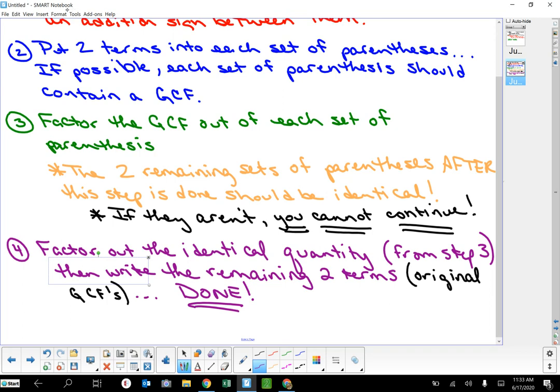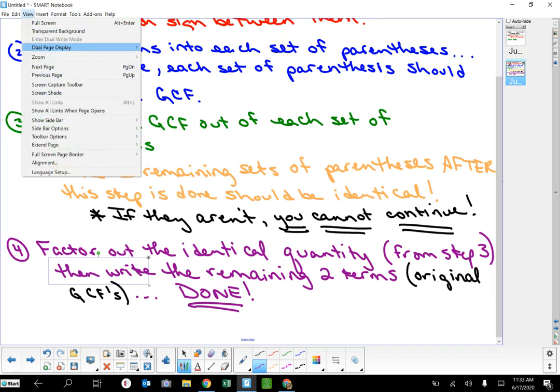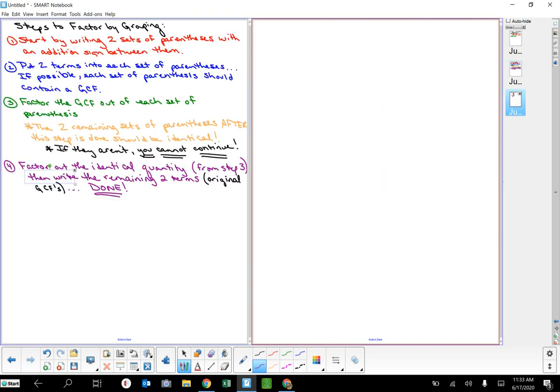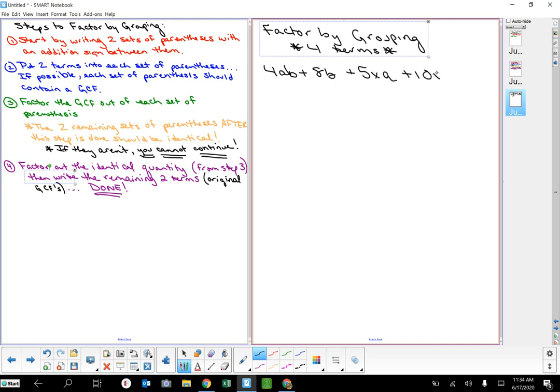So I am going to view dual page display. We're going to turn this on. We're going to add a screen, and we are going to write over here on the right-hand side. So here's the problem that we're going to start with. We're going to factor by grouping. Remember, you're doing this when you have 4 terms. The first problem is 4ab plus 8b plus 5xa plus 10x.